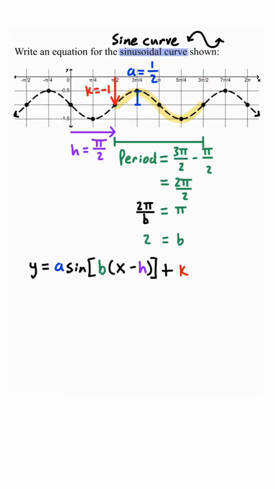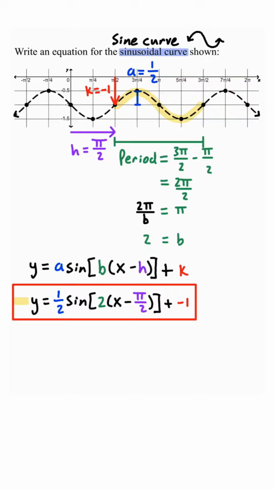Now that we have all 4 of these, we'll substitute into our equation, and we get y equals 1/2 sine bracket 2 parentheses x minus pi over 2 close parentheses close bracket plus a -1. And that is our solution. If you don't like looking at it this way because there are so many brackets and parentheses, you can always simplify it, and you get y equals 1/2 sine of 2x minus pi, minus 1. The downside with this is you have to do a little work to find the phase shift.